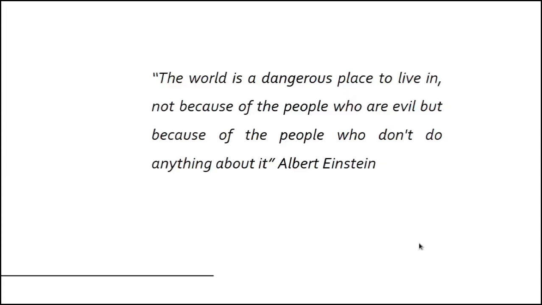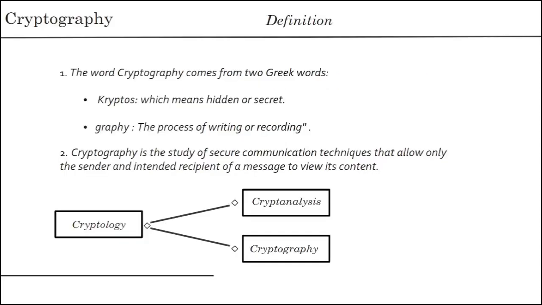Albert Einstein once said, "The world is a dangerous place to live in, not because of the people who are evil, but because of the people who don't do anything about it." And we will try to do something about it by first studying cryptography.